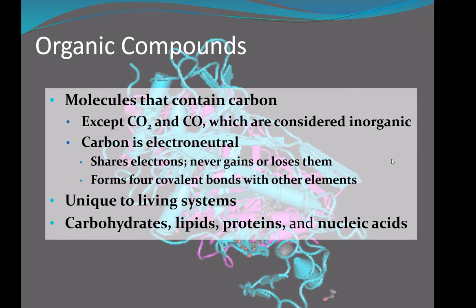Organic compounds are unique to living systems, so we do not find them in things that are non-living. Our 4 major classes of organic compounds, which are sometimes referred to as biomolecules, are carbohydrates, lipids, proteins, and nucleic acids. We're going to do carbohydrates and lipids first. I have a separate lecture on proteins, and then a separate lecture on nucleic acids.